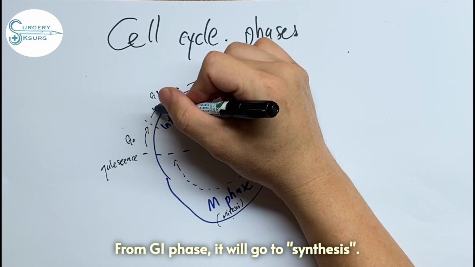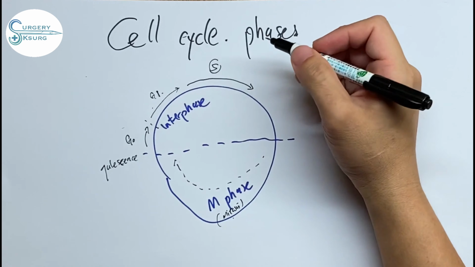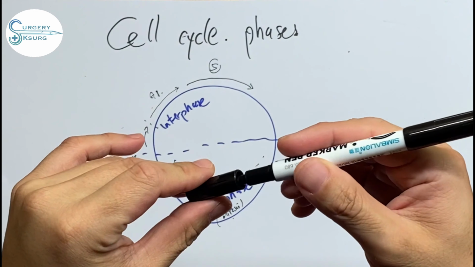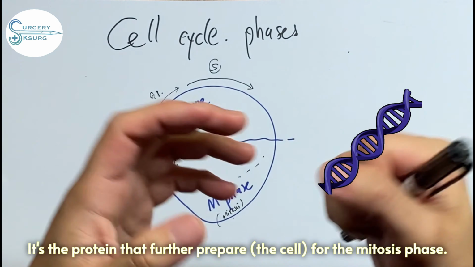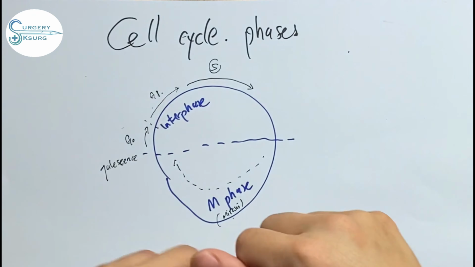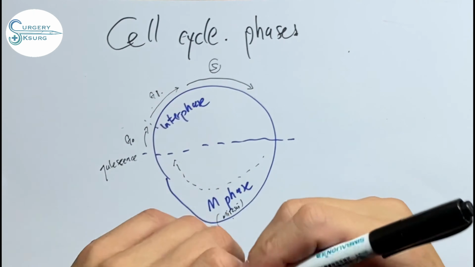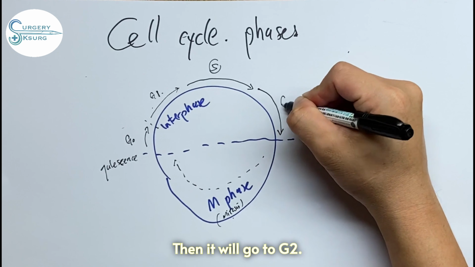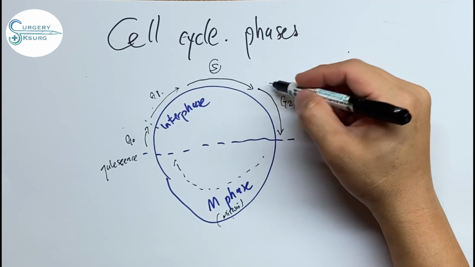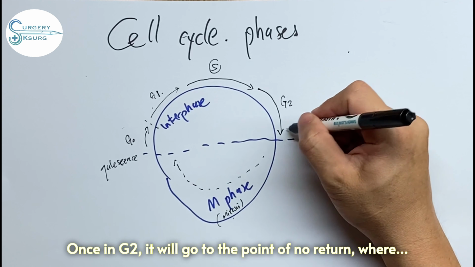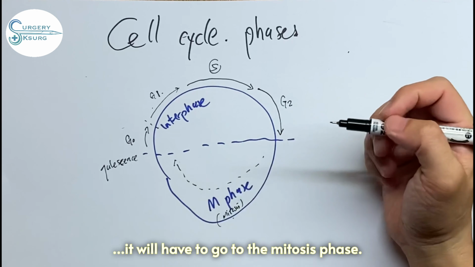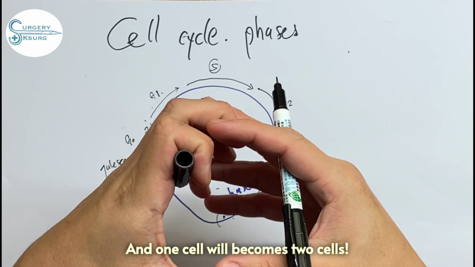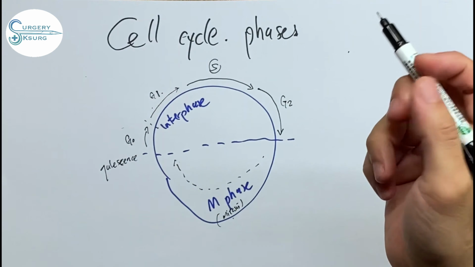it's going to the synthesis phase in G1. Right, so in G1 phase you go to synthesis. So the cell synthesizes the chromosomes and the proteins that further prepare for the mitosis phase. That is the synthesis phase. Then it will go to G2. Once it's in G2, it will go to the point of no return where it will have to go to the mitosis phase and one cell will become two cells.